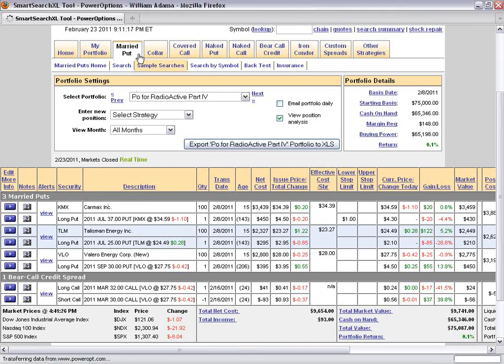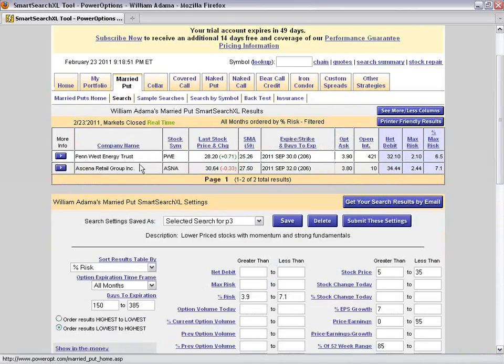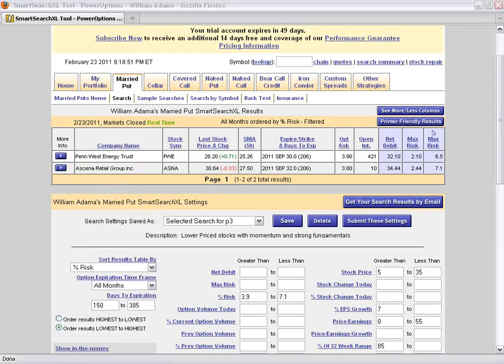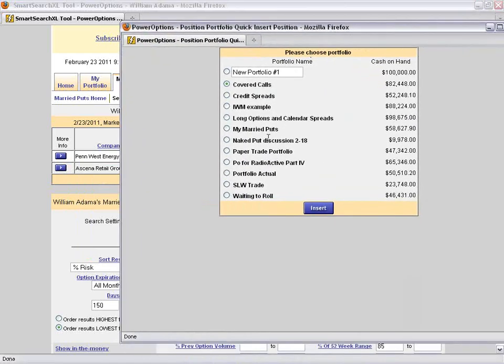Now, if I go back into the married put menu and go into the search tool, I only have 2 positions here. These are, of course, positions that I identified today. Naturally, if I want to place one of these trades on PWE or ASNA, once I enter the trade with my broker, I can enter the trade from here by simply clicking Add to Portfolio. This is a current position, of course. So when I click Add to Portfolio, I'll have to click Insert here, so I'll put it into My Married Puts. No, I'm sorry, I apologize. I'll put it into PO for Radioactive Trading Part 4.